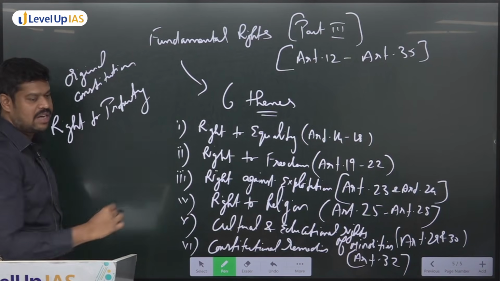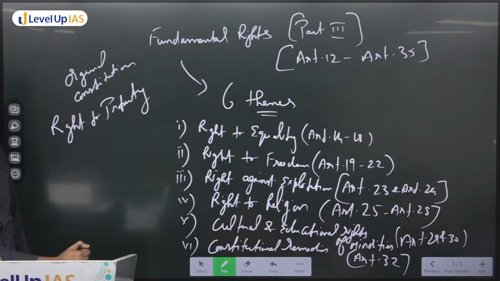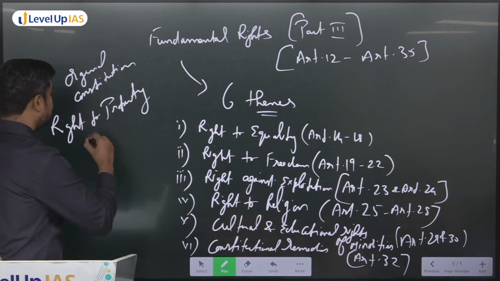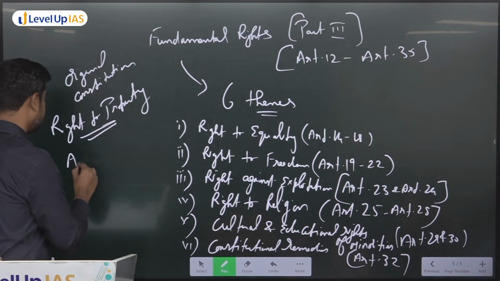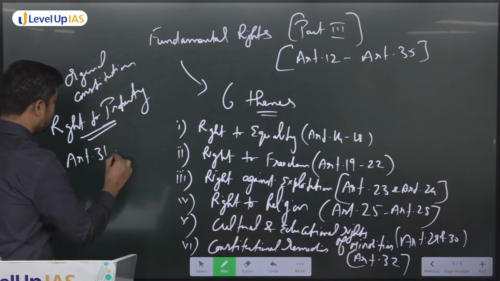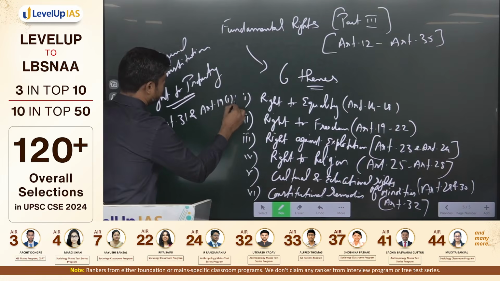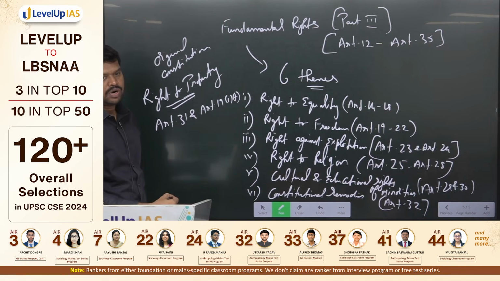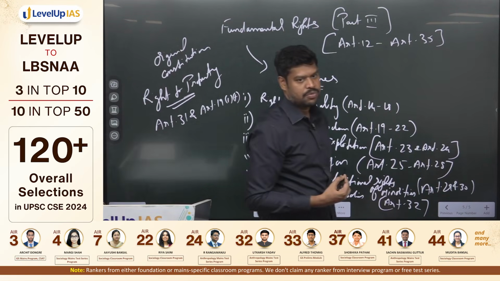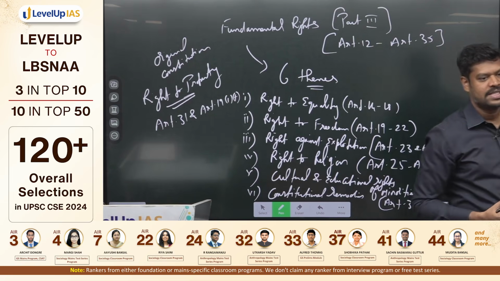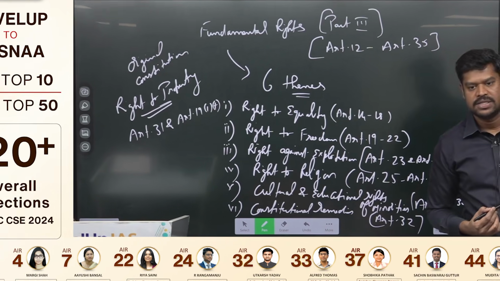Do you know what is the relevant article for the right to property in the original Constitution? Under which article was this right to property guaranteed? Article 31 and Article 19 clause 1 subclause F. So in fact, these two articles were guaranteeing what is called the right to property. Now, what is the status of the right to property today? Is it still a fundamental right?